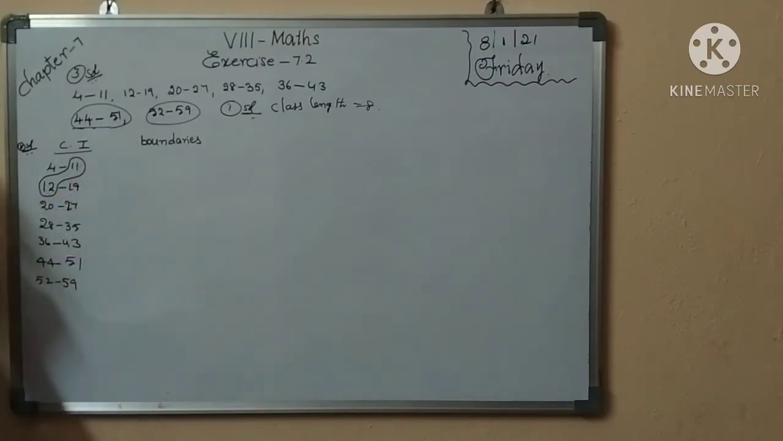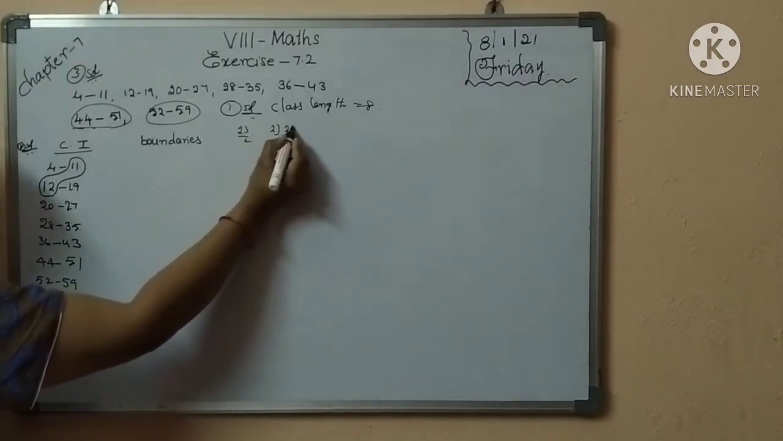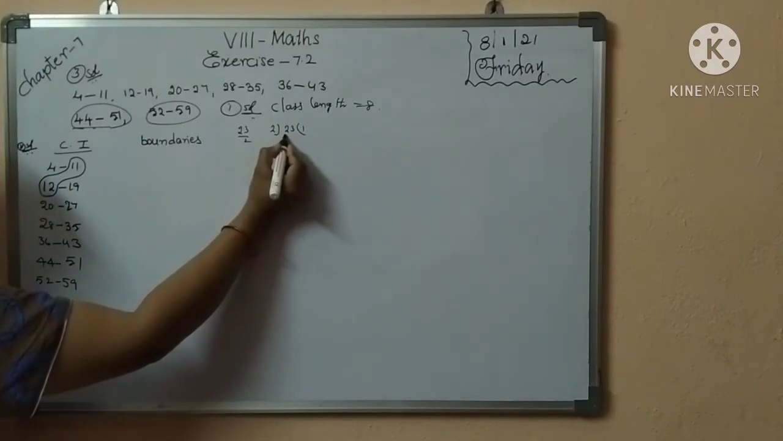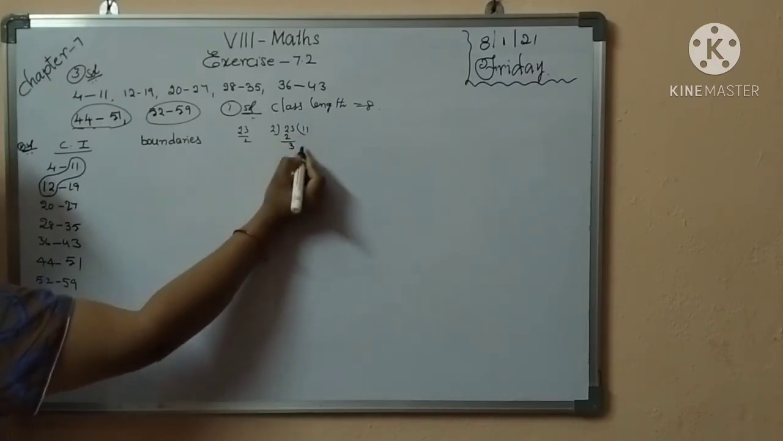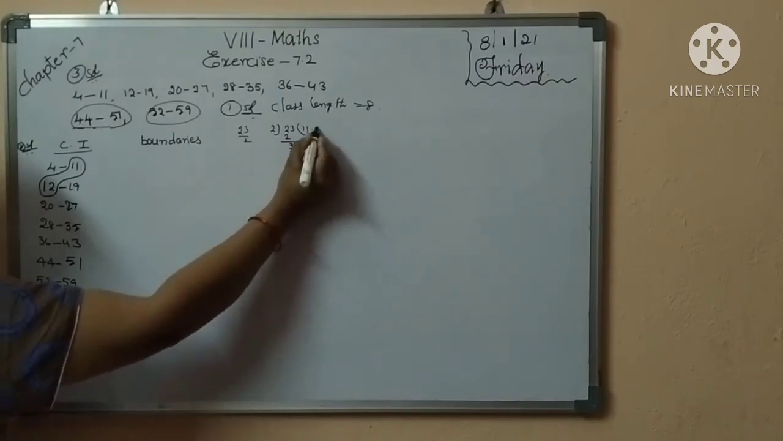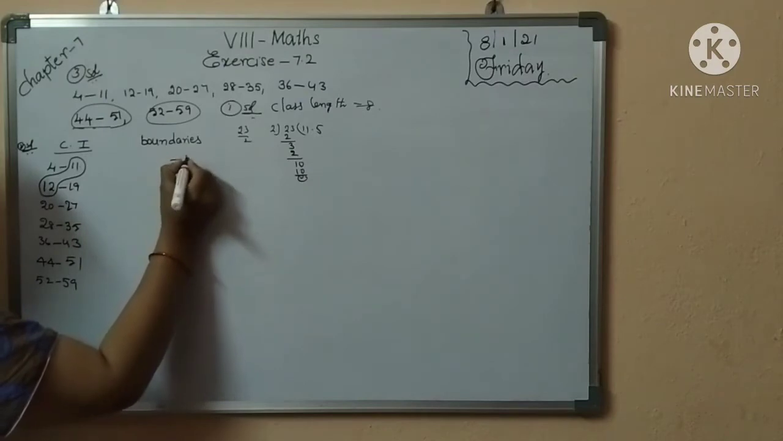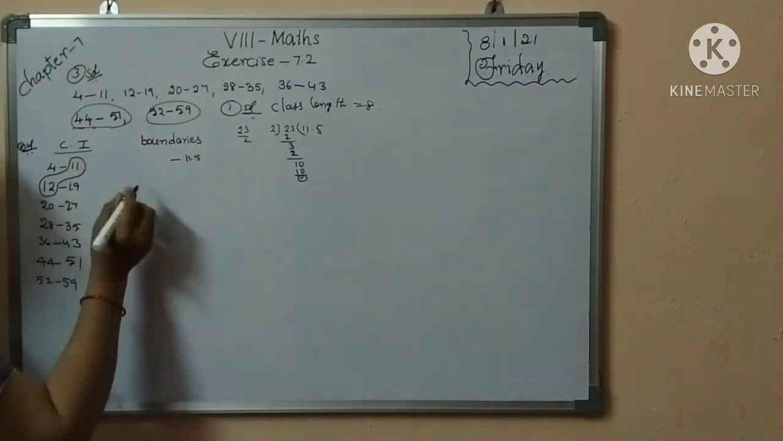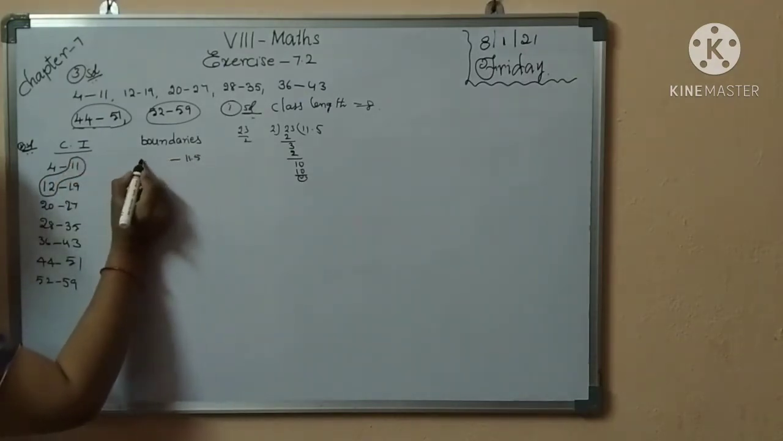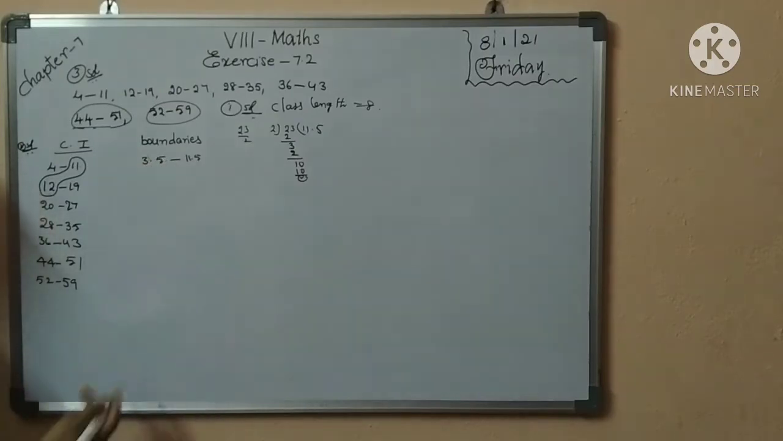11 plus 12 is 23, 23 by 2 is 11.5. So the upper boundary is 11.5. Already we explained that. So it is a minus 0.5.